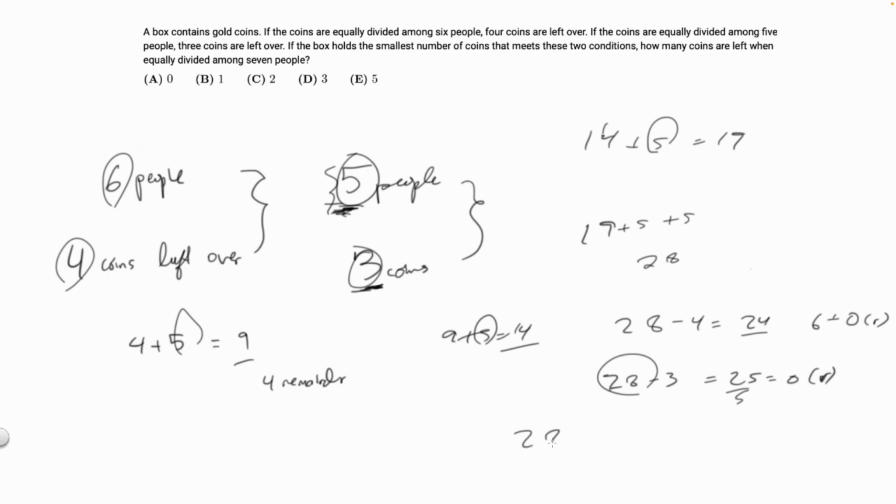So 28 coins we have, and how many coins are left over when equally divided among 7 people? 7, that's going to be 4 with a remainder of 0. So A is our answer.